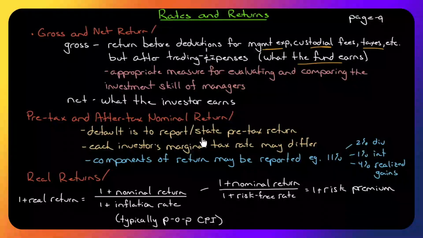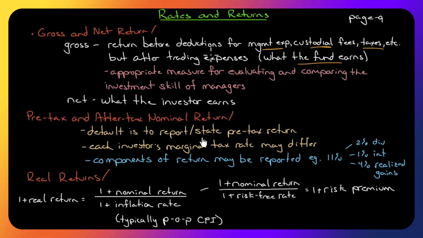So let me see if I can give you an easy way to try to remember this. Let's say you start with $100 and at the end of the year you end with $130. Your gross return is basically 30%. It says after trading expenses. The trading expenses leave the account. But the management expense, custodial fees, taxes are paid out of the particular return. They don't leave the account until the fund manager actually pays them out.